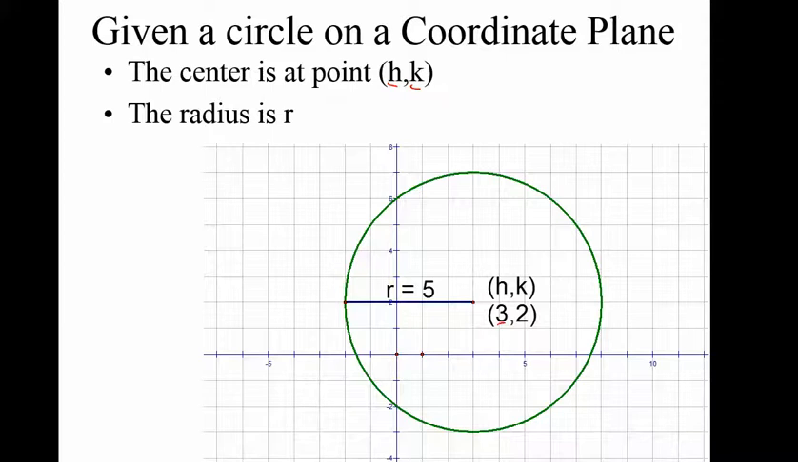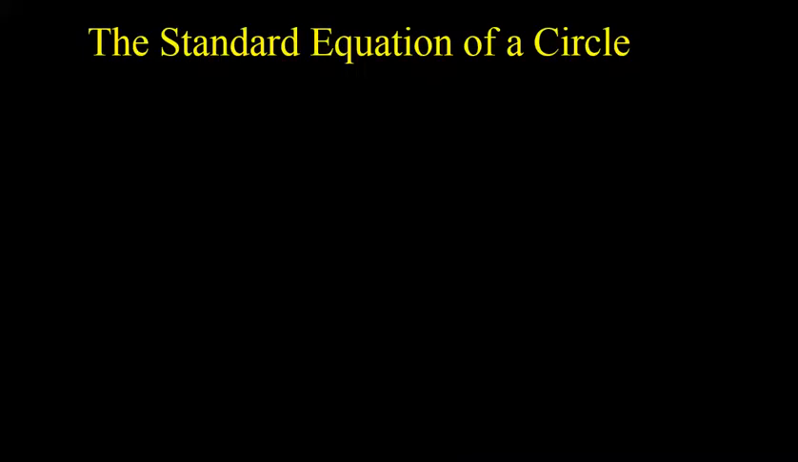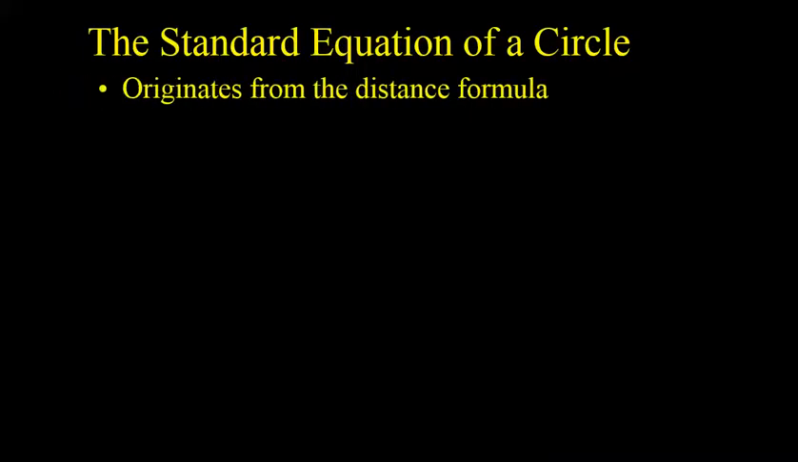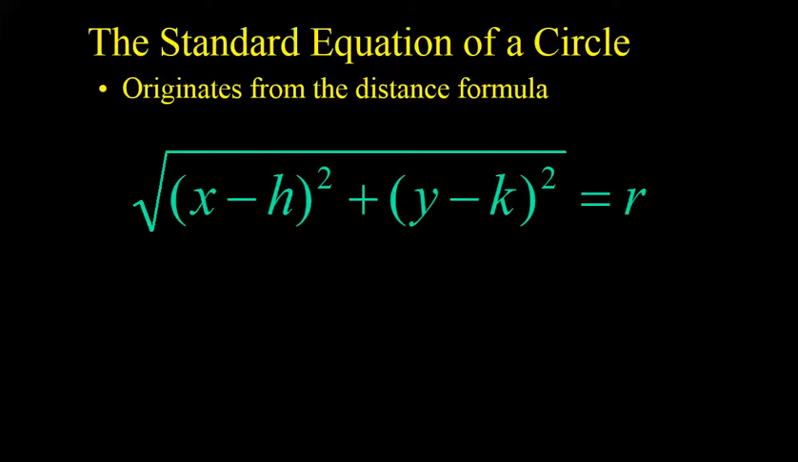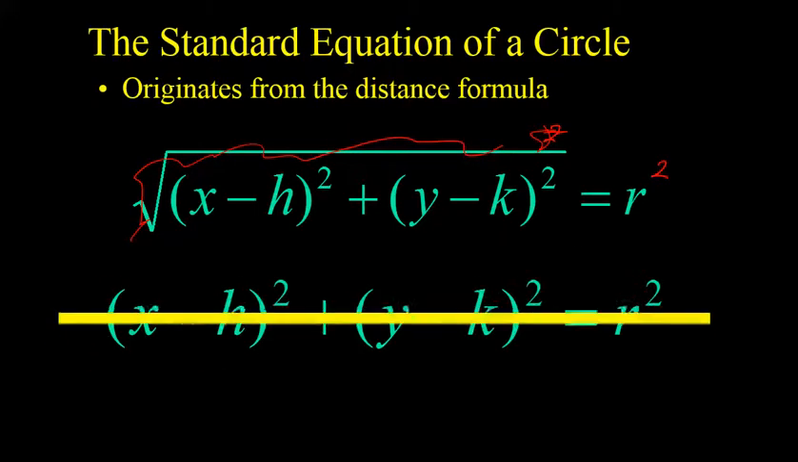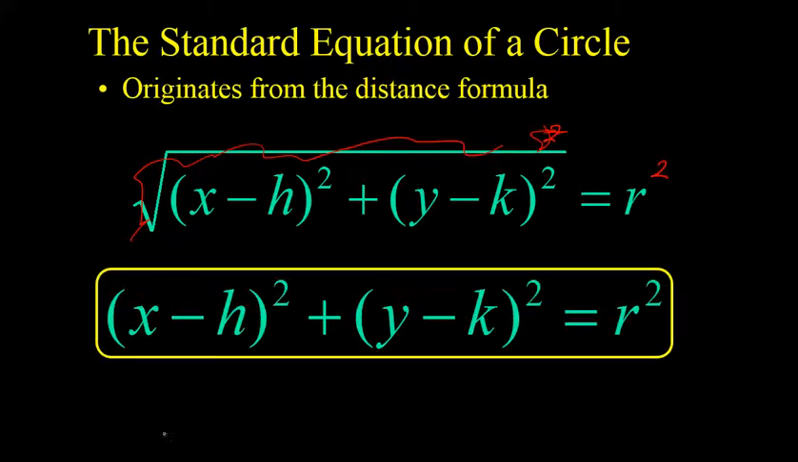Our equation is going to look something like this. It actually originates from the distance formula. If you squared everything, remember if we square a square root, that undoes that square root, so it pretty much just takes away the square root and the squared cancels. And so we get our equation of a circle, which looks like this.